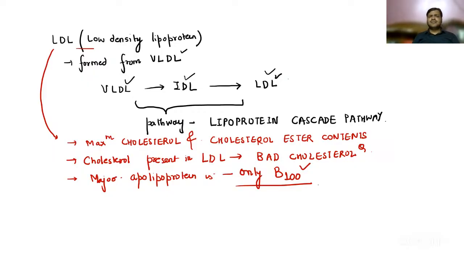So that is something that you have to remember: the low density lipoprotein has the maximum cholesterol and cholesterol ester content. It is also called the bad cholesterol. And the major apolipoprotein is only B100. And it is formed from very low density lipoprotein.